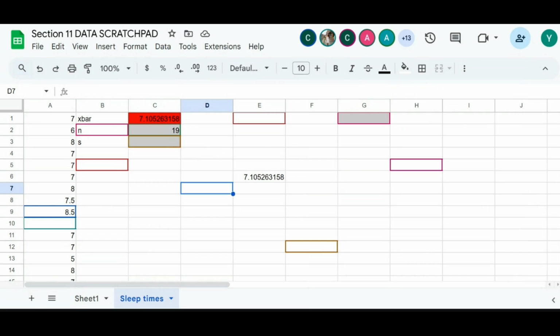Why did X bar change? Someone deleted their sleep hour. Oh, don't do that. It's okay. It's not consequential. I'm not going to go back. I don't even know who filled what.